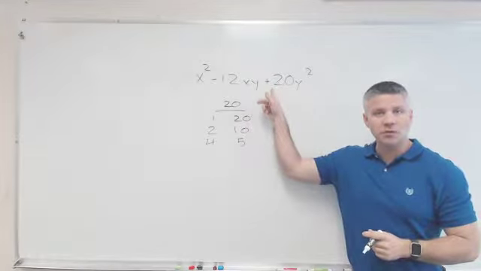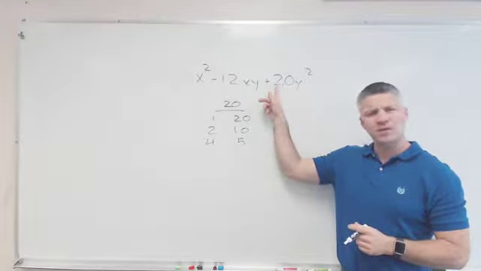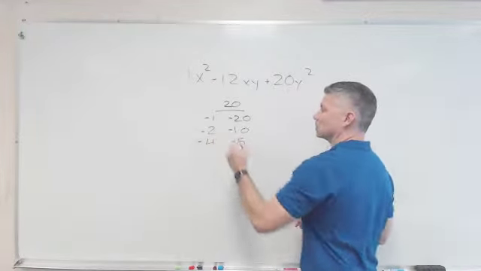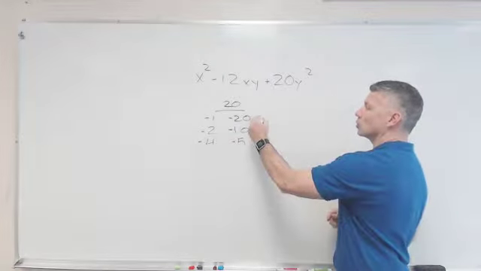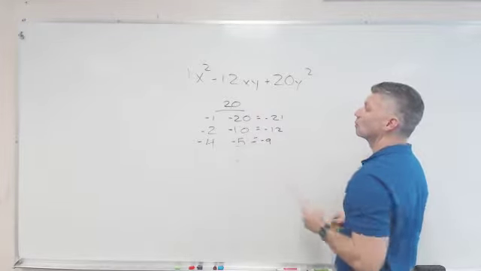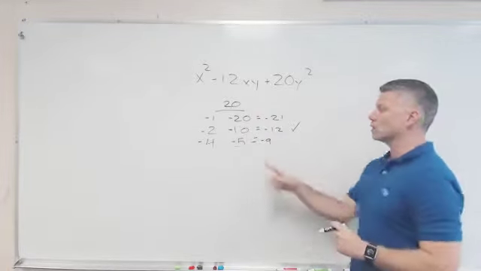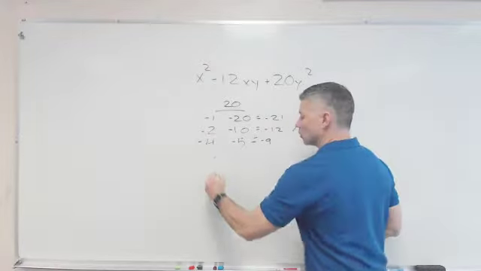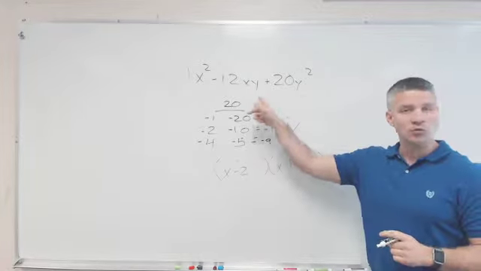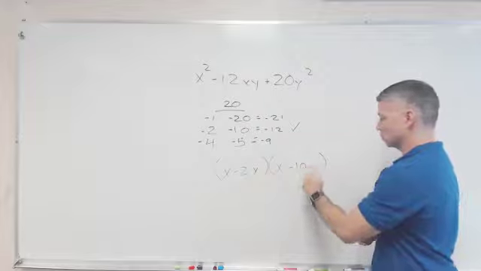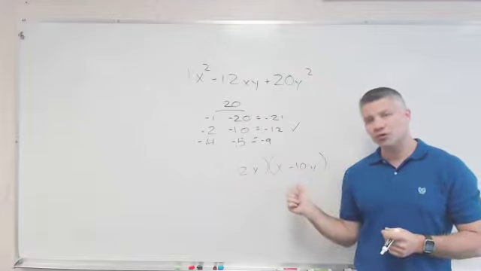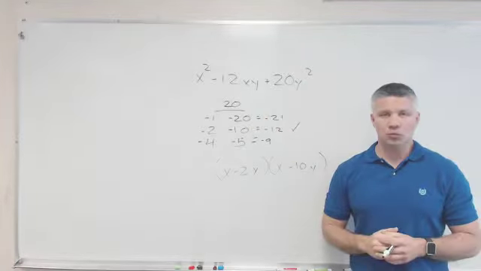The positive 20 tells me my signs are the same. What same sign? They're both negative. Each column is negative. Add up our rows, negative 21, negative 12, negative 9, and this is the row that we need, negative 2 and negative 10. Put those in our parentheses, remember to leave a space, and now we'll just enter our y's. X minus 2y, x minus 10y. Do you want to check it? You can always FOIL, and you will see that this is what we get.